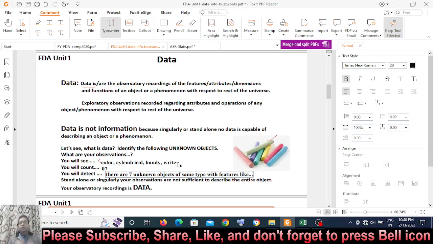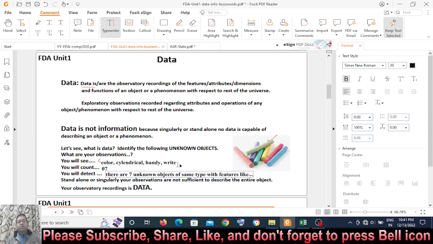This is what you detected. So if you go standalone, singularly, your observations are not sufficient to describe the entire object. If I say cylindrical, I am still not getting anything. Even if you mention the colors, pink, yellow, blue, purple, white, blue, and some magenta, I am not going to get anything. I am just getting the names of the colors. That is not giving me anything.